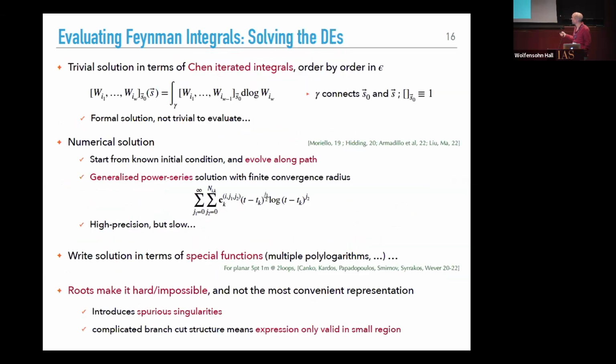Okay, so how do you solve these things? You can start from chain iterated integrals. You can have numerical solutions of the differential equations. Lorenzo also already mentioned these two things. You can write the solutions in terms of special functions like logarithms, polylogarithms. The issue here is that these roots make it very hard to do in practice. And also the expressions that you get out are not the most convenient because you have to introduce spurious singularities to write these in terms of polylogarithms. And then you get expressions that are only valid in small regions because of this very complicated branch structure.